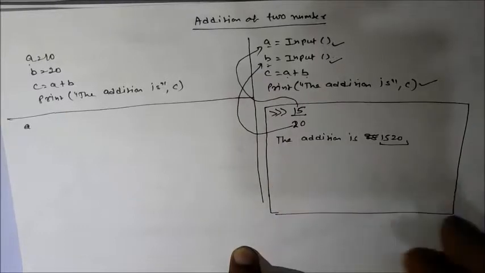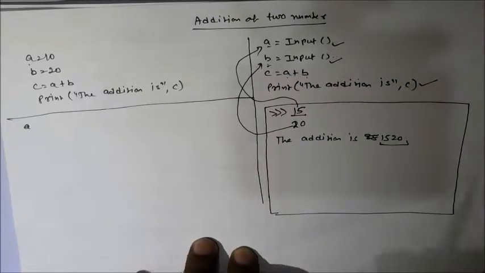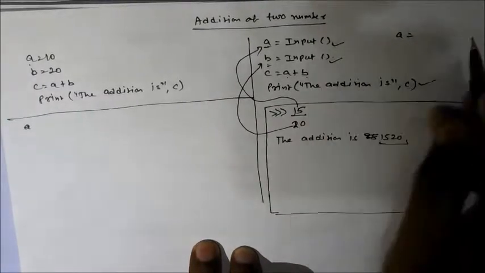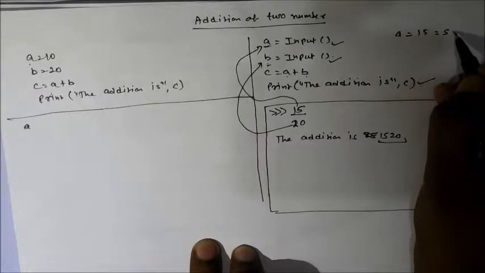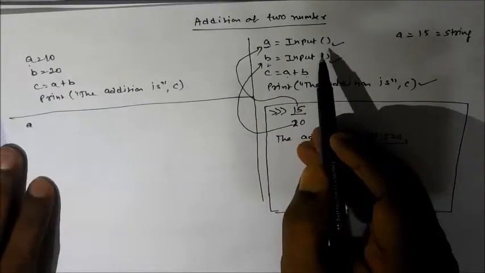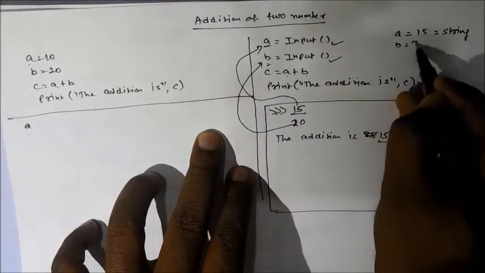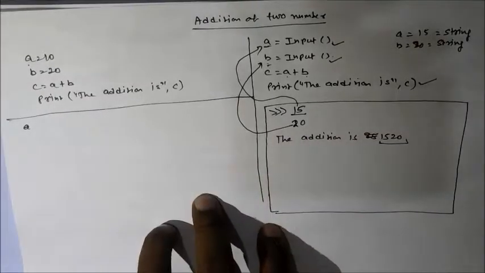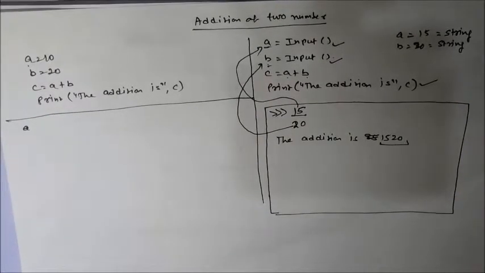So here 15 is not actually a number, it is actually a string. If you try to find out the data type of a, it is storing 15, but the data type of a is string, because the input statement takes anything in the form of a string. The same way the b value is 20, but it is in the form of a string, because the natural behavior of the input command is that it takes the input in the form of a string. So now what is the solution?